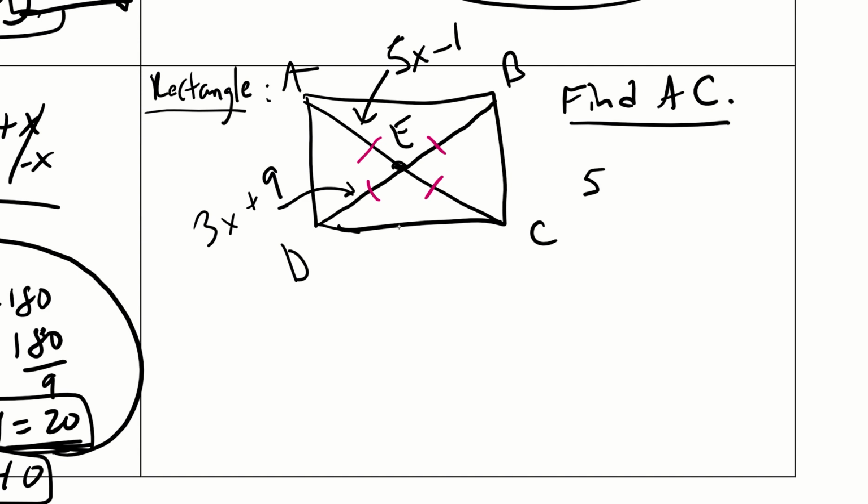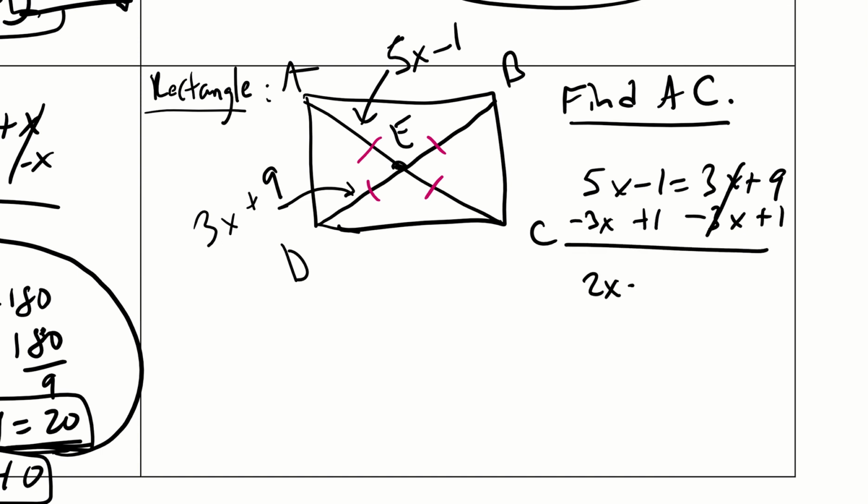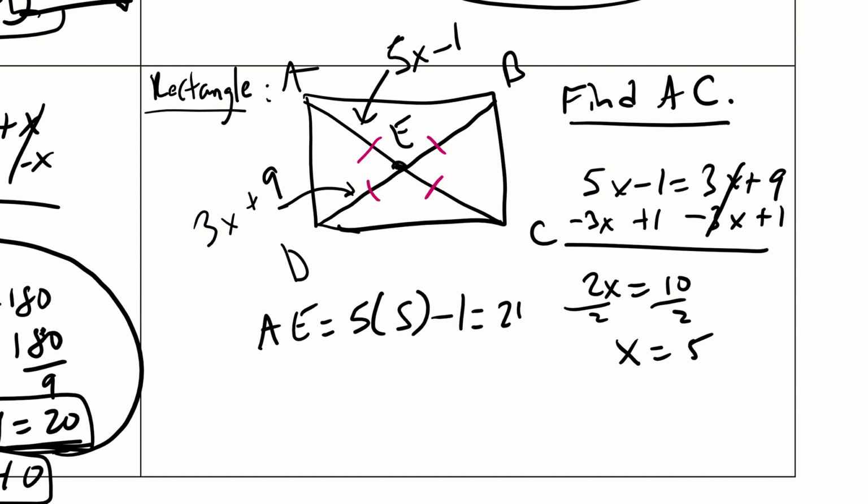So here we're going to set them equal and solve. So I'm going to subtract 3x, and then I'm going to move the 1 over to the other side. Divide by 2, x equals 5. All right, so then we're going to plug this in, but we know AE is 5x minus 1, okay? So if I plug in, AE is 5x minus 1, so 5 times 5 minus 1, which is 24.